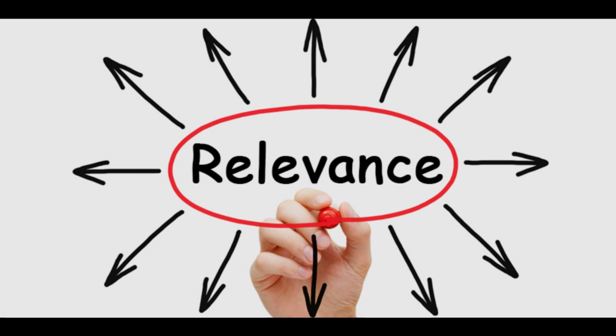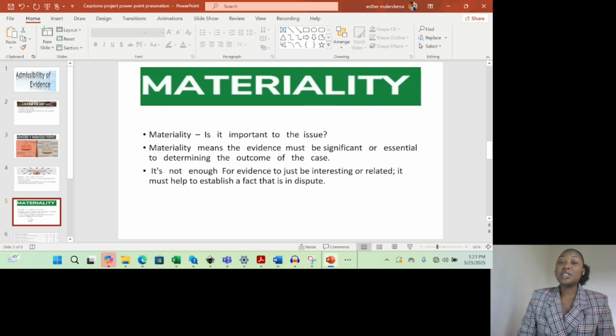Materiality. Is it important to the issue? Materiality means the evidence must be significant or essential to determining the outcome of the case. It's not enough for evidence to just be interesting or related. It must help to establish a fact that is in dispute.